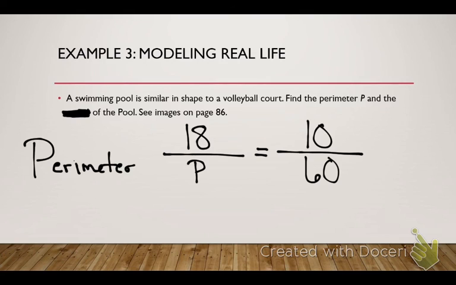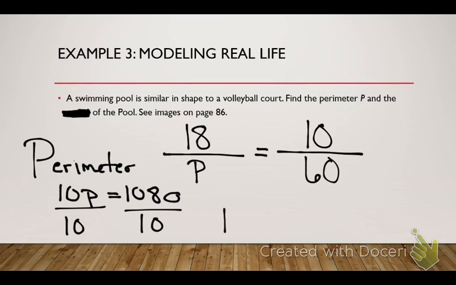All right, 10p equals, what's 18 times 60? 1,080. Divide both sides by 10. The perimeter is 108 yards.